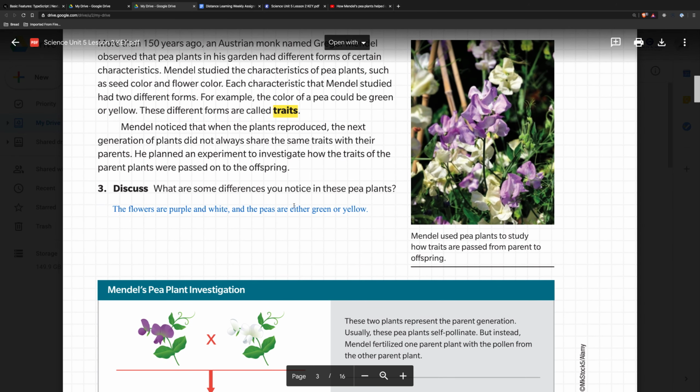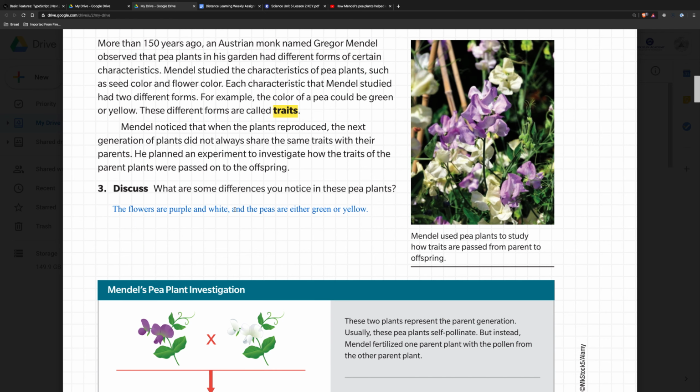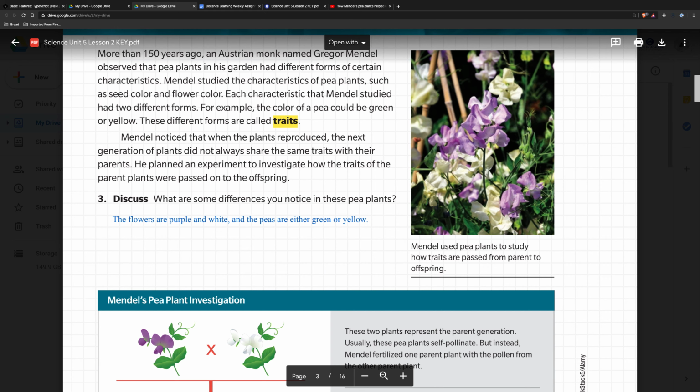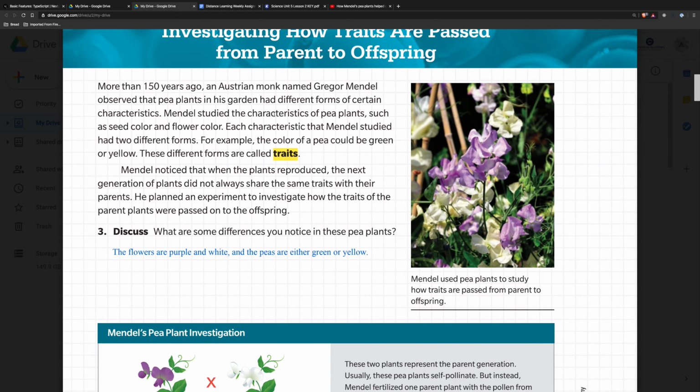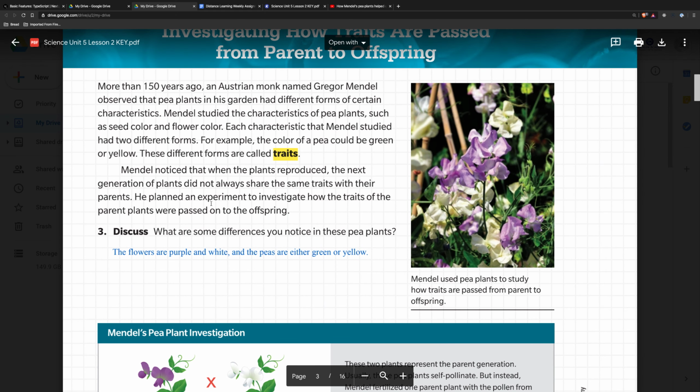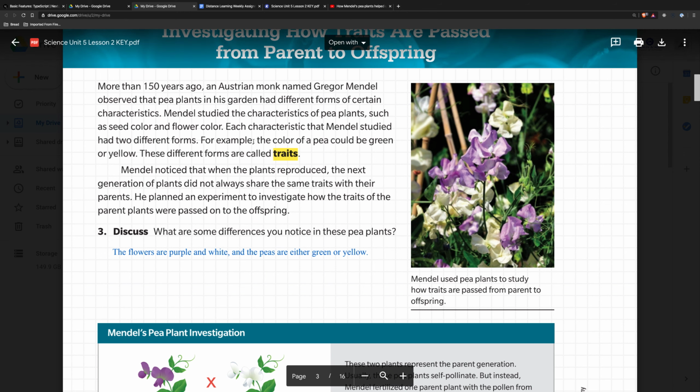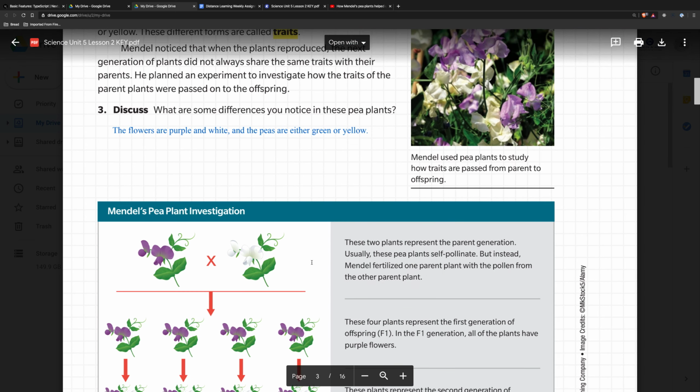And in here I said the peas are either green or yellow, because if you're reading this, I'm not reading it all because that would take forever as I explain all of these things, but it also tells you somewhere here the color of a pea could be green or yellow. We can't see that in here, but it tells us right up here. So I wrote that as well.